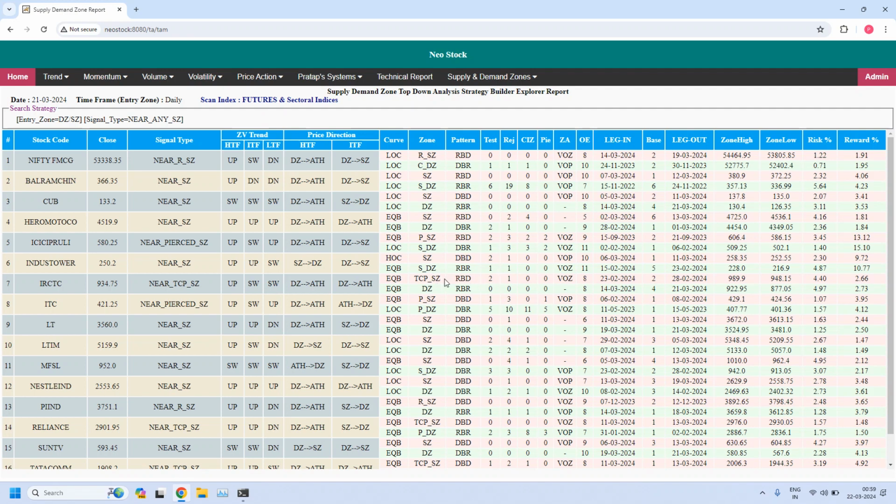It is already tested too. I think a couple of days back our software listed this stock. We already fine-tuned it. You know what the fine-tuned zones are, because we already discussed. Check the previous videos. In one of the videos you may find this IRCTC.